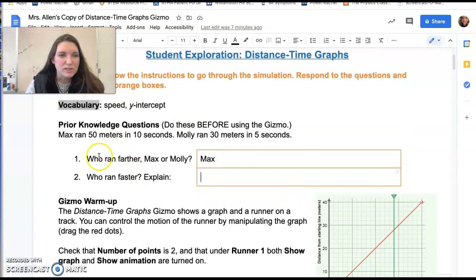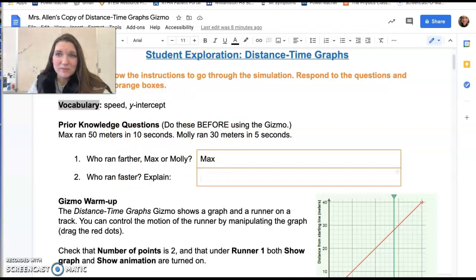Start off with the prior knowledge questions. Who ran farther, Max or Molly? Max ran 50 meters in 10 seconds. Sorry, we had an announcement over the intercom. So who ran farther, Max or Molly? Well, Max ran 50 meters compared to Molly's 30 meters. So Max ran farther. But who ran faster?